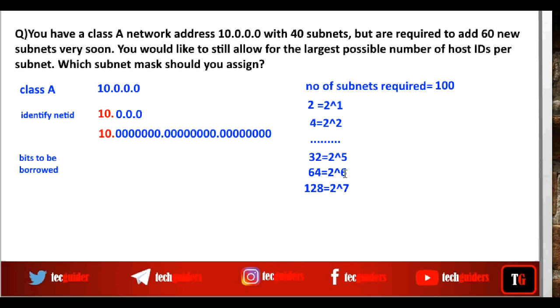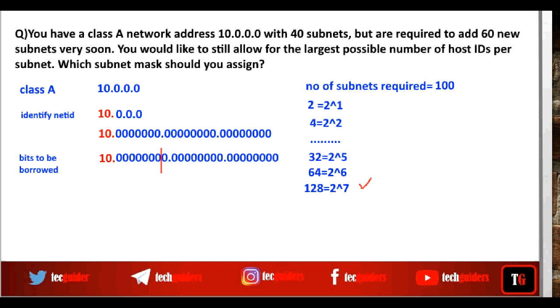Thus, by borrowing 6 bits from the host identification portion, we can have only 64 subnets. This is not enough. We need 100 subnets. So, we should borrow at least 7 bits from the host identification portion. Thus, the bits to be borrowed is equal to 7.